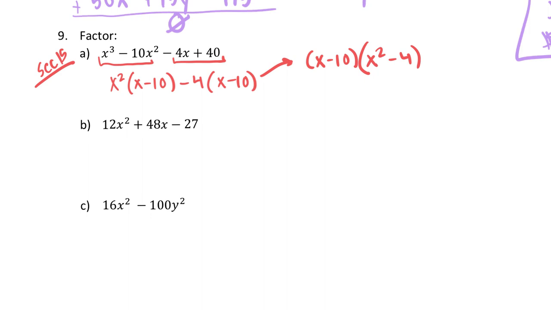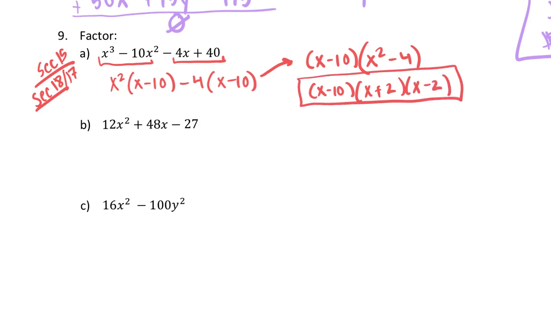Okay, so from here, we can factor that x squared minus 4 further. That is from section 18, I believe. Maybe section 17 also. We have x minus 10. We can factor that as a difference of the squares, so we have x minus 2 and x plus 2. And there we go. Those are our 3 factors.